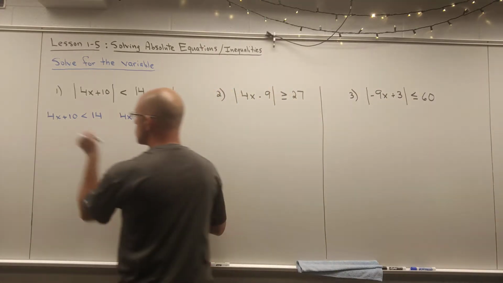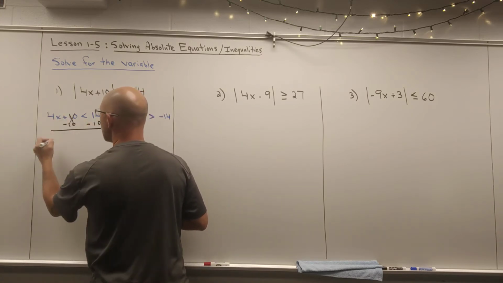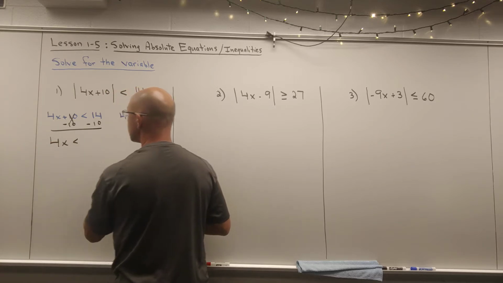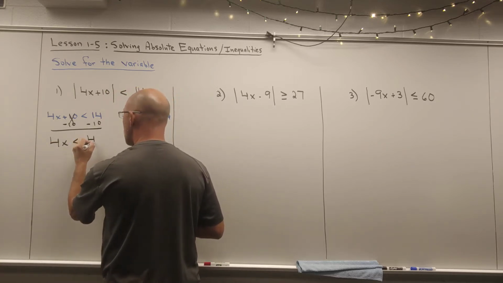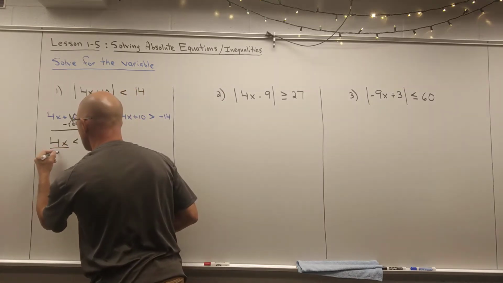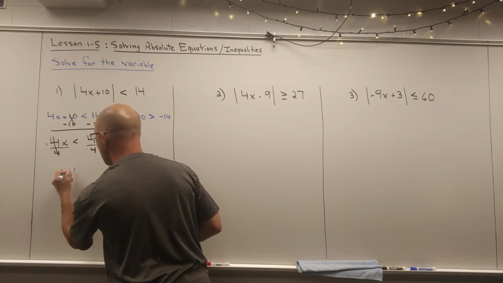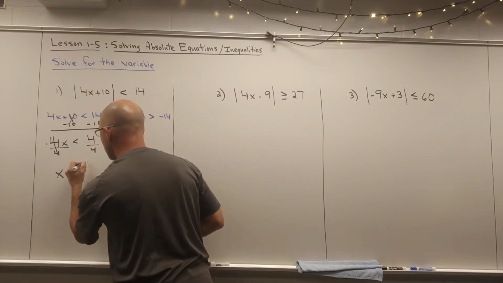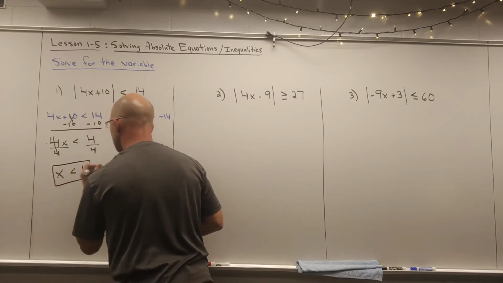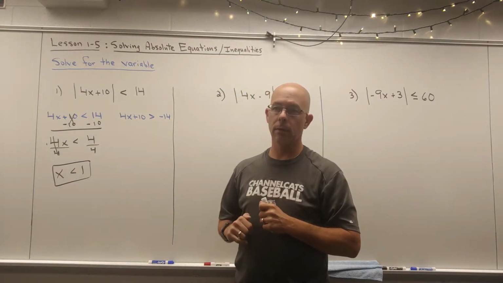Alright, so subtract 10. 4x is less than 4, since 14 minus 10 is 4. Divide both sides by 4. 4 divided by 4 is 1, so 1x, and 4 divided by 4 is 1. You have one part of this question that says x is less than 1.